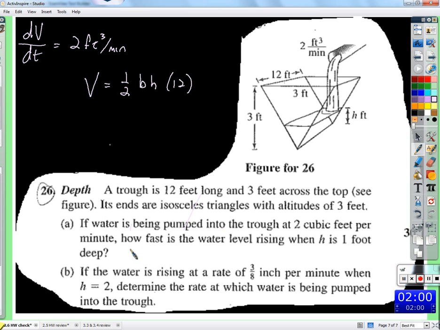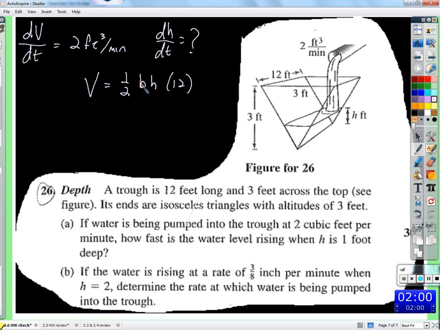So they're asking me about how fast the water level is rising. In terms of the variables that have been labeled in this diagram, what is the change of the water level called? dH/dt. dH/dt is what I want to know. Since I want to know dH/dt, I don't care about B or dD/dt.